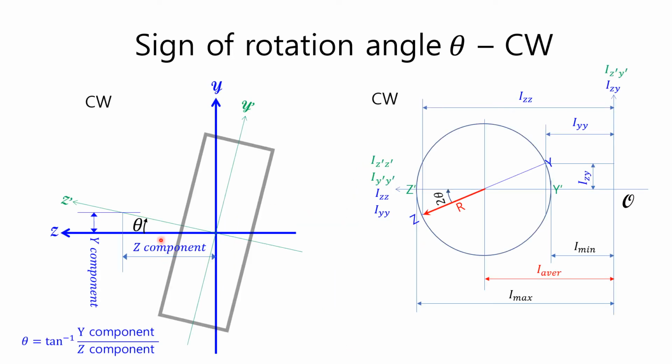If the coordinate system rotates by theta on the cross-section, it rotates by 2 theta, which is twice the rotation of the coordinate system in the Mohr circle. And the direction of rotation is the same.